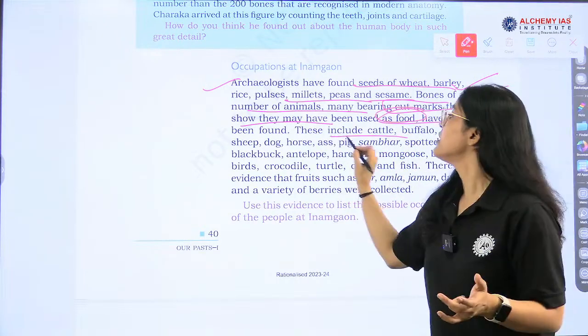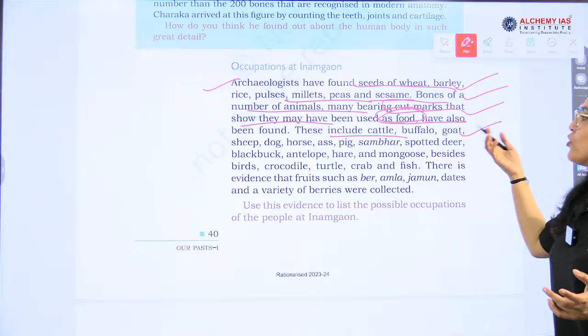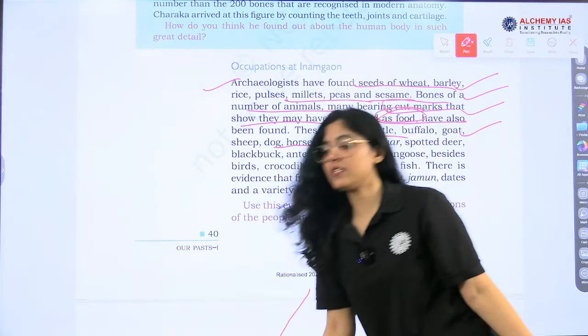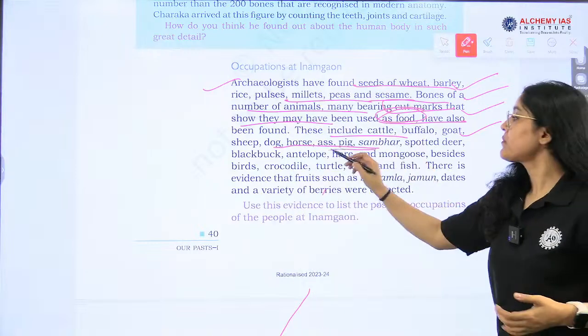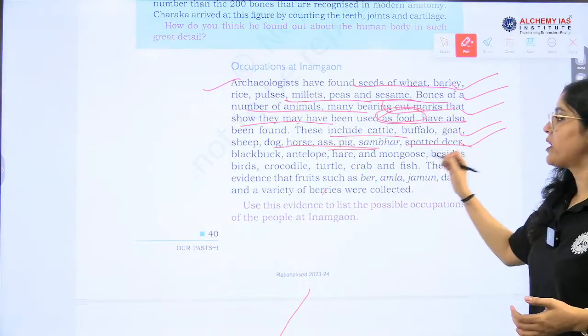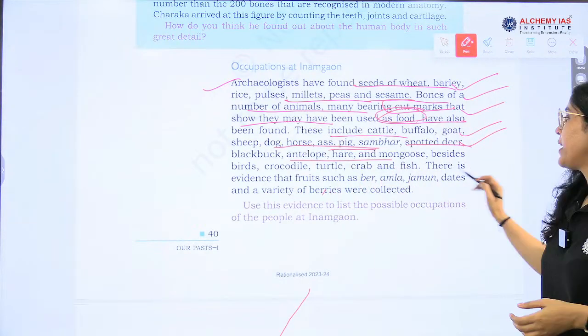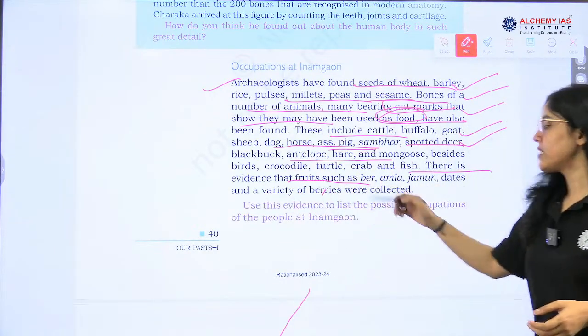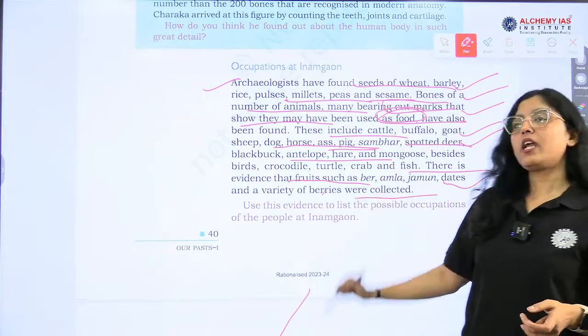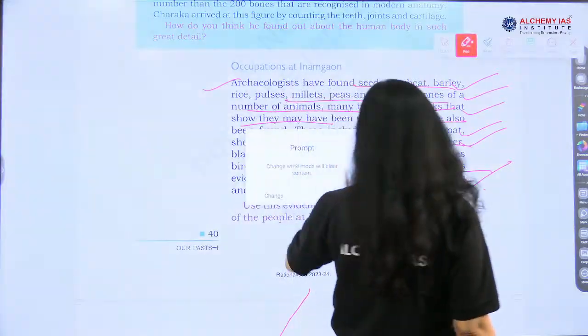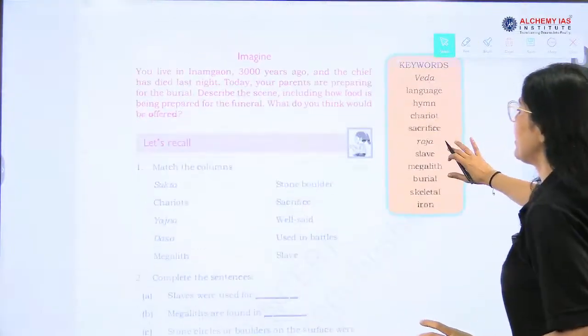These include cattle, buffalo, goat, sheep, dog, horse, ass, pig, sambar, spotted deer. These were the animals where we find the cut marks, right? And there is evidence that fruits such as ber, amla, jamun, dates and a variety of berries were also collected, right? So this is the kind of occupation that they were doing.